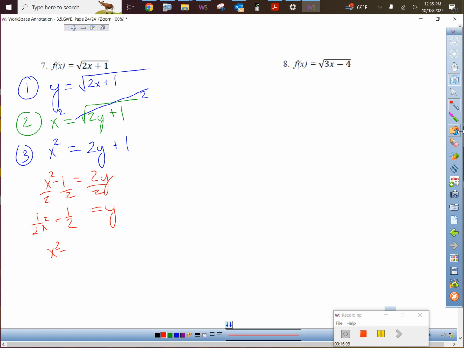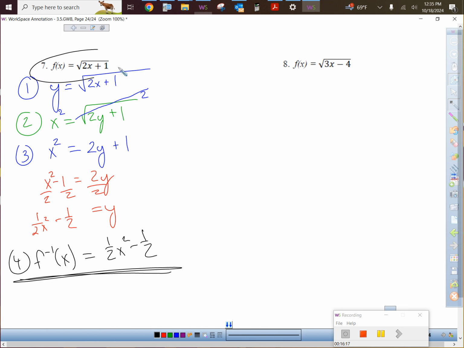So, got all that. And, of course, step 4 is to rewrite it with the f inverse. F inverse of x is going to be 1/2 x squared minus 1/2. If we graph this and we graph this, they reflect to each other over the line y equals x. And we'll do that again.